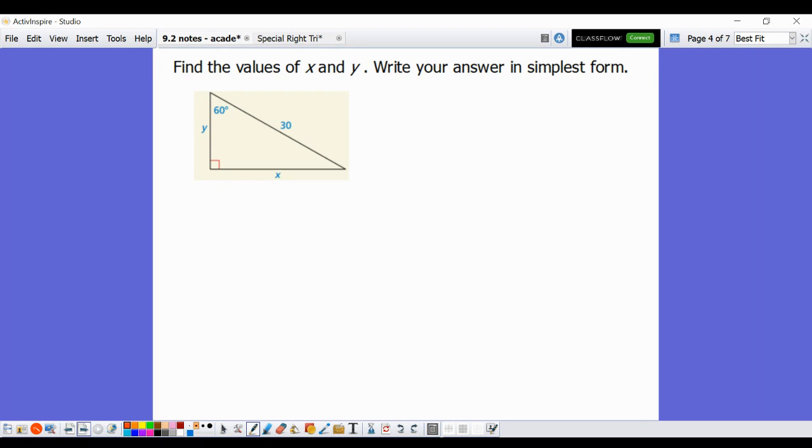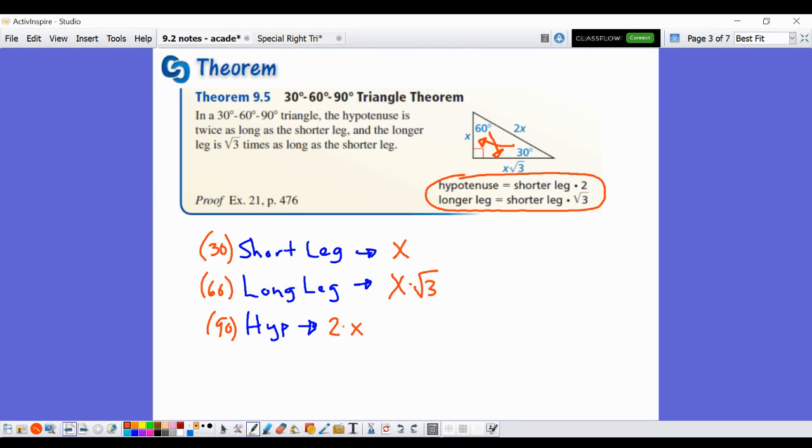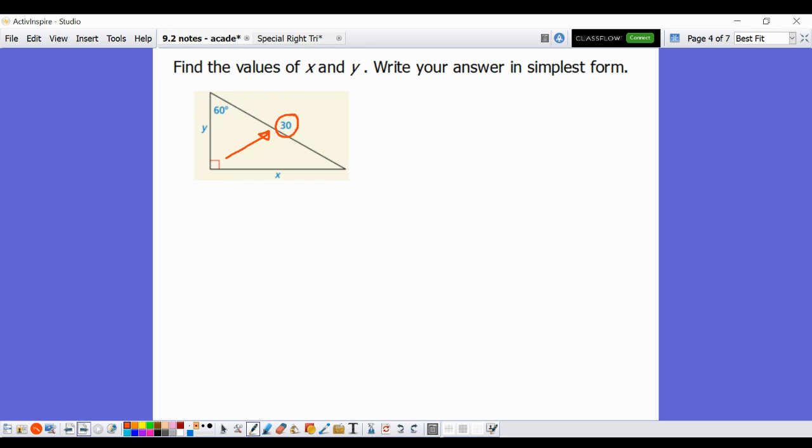Starting with the first one, find the values of x and y. Write your answer in simplest form. First thing we take a look at is which side do we have? We have the hypotenuse. So the relationship, if we go back to our little chart here, the hypotenuse is 2x, the short leg is x. So what I'm going to have to do is this short leg, which is going to be across from the 30, which is y, is going to be exactly half of the hypotenuse. Therefore, my short leg is 15.